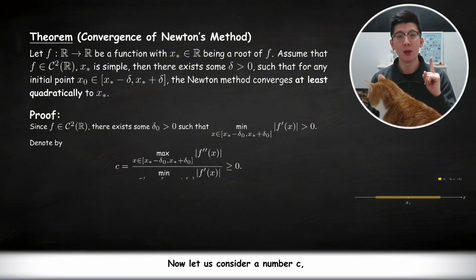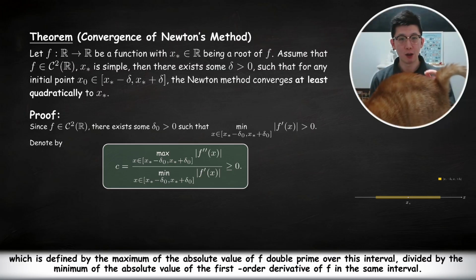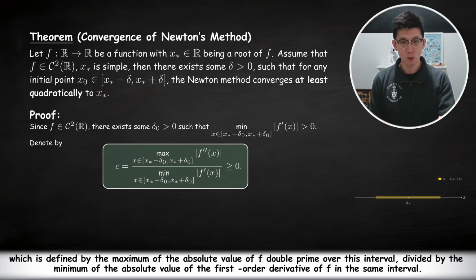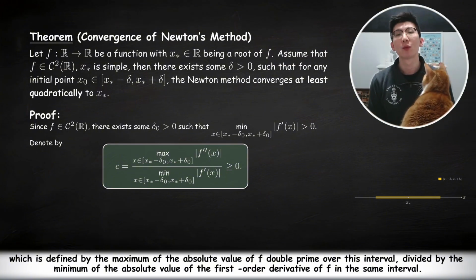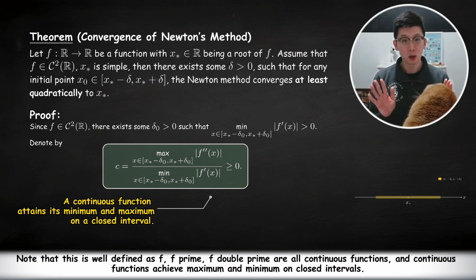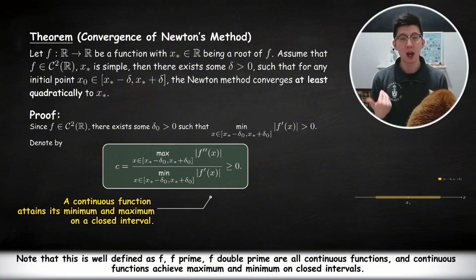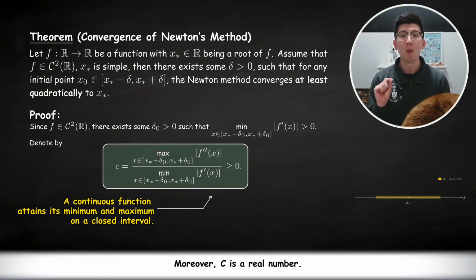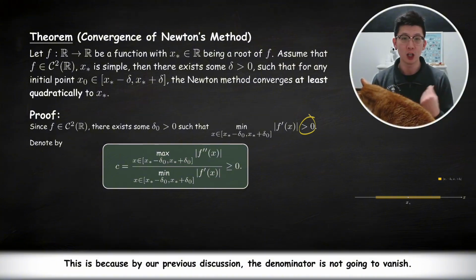Now let us consider a number c, which is defined by the maximum of the absolute value of f double prime over this interval divided by the minimum of the absolute value of the first order derivative of f in the same interval. Note that this is well defined as f prime and f double prime are continuous functions, and continuous functions achieve maximum and minimum on closed intervals. Moreover, c is a real number. This is because by our previous discussion, the denominator is not going to vanish.